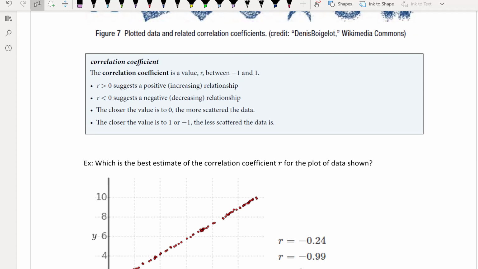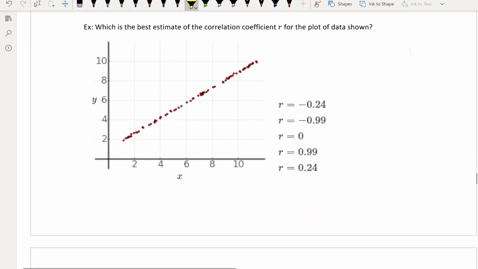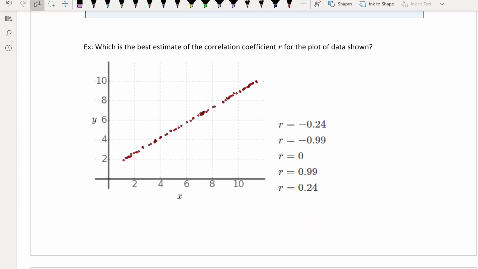Like I said before, the correlation value we denote as the value r, and it has a range between -1 and 1. So r greater than 0 means it's positive, and r less than 0 means it's negative. All right, let's look at this example down below.